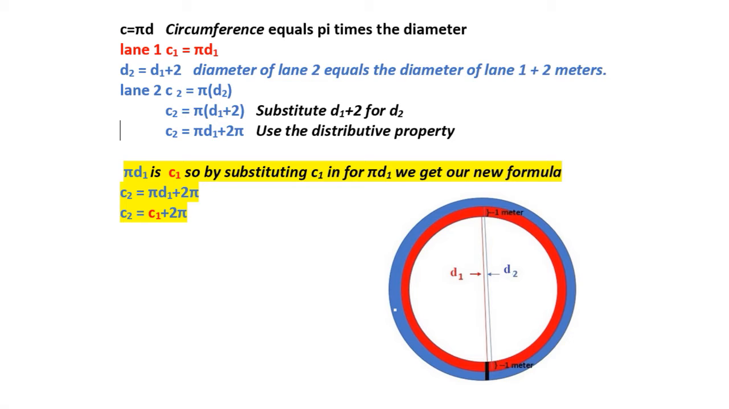But pi times diameter of 1 is actually circumference of 1. So instead of pi times diameter of 1 that you see on the next to the last line, we're going to substitute back circumference of 1. So now we have circumference of 2 is the circumference of 1 plus 2 pi.